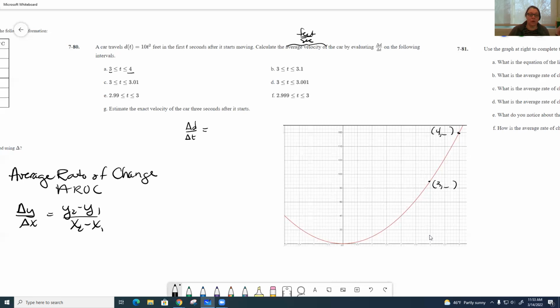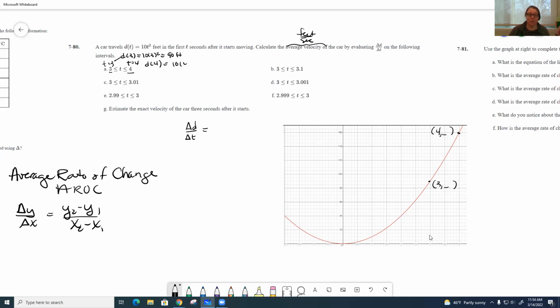So I need to figure out, so here t is equal to 3. I need to know what d of 3 is. What is the y value when x is 3? So I would put 3 in here for t. So I do 10 times 3 squared, which is 10 times 9, which is 90 feet. Okay, I know when t is 4, that's my time, I need to know d of 4. I need to know the y value when that t value is 4.